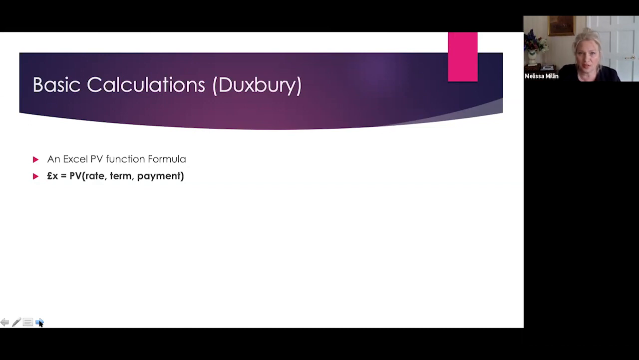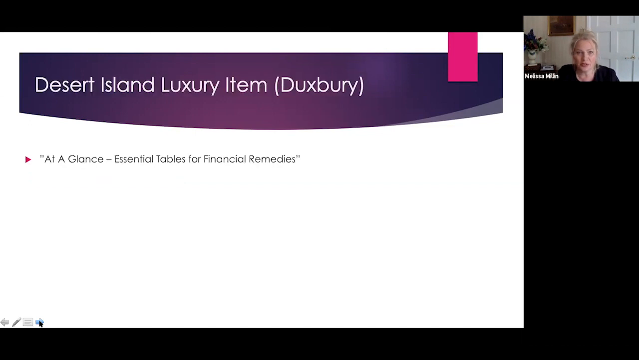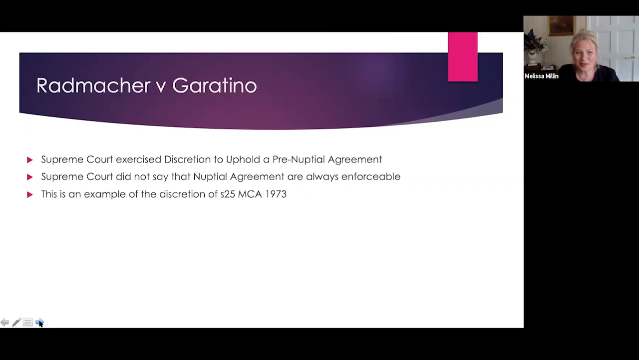Moving away from solutions of what we do with money on divorce, I'm going to go on to the next case, thank you, Jo, which is my desert island luxury item, At a Glance.